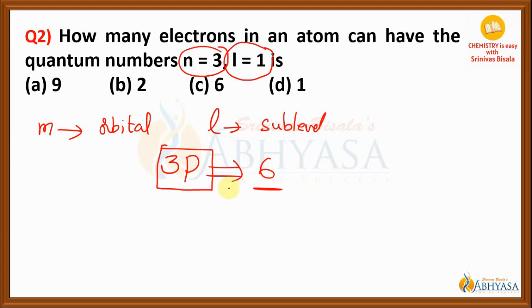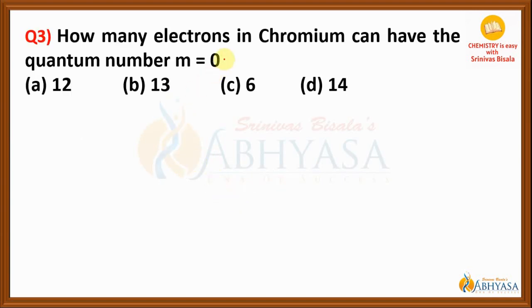The third question, which is a very interesting one. How many electrons in chromium can have the quantum number m equal to 0? So here, this is the combination of electronic configuration as well as quantum numbers concept. So to solve this, we need to first write down the electronic configuration of this element chromium. Let us write. What is the atomic number of chromium? It is nothing but 24.